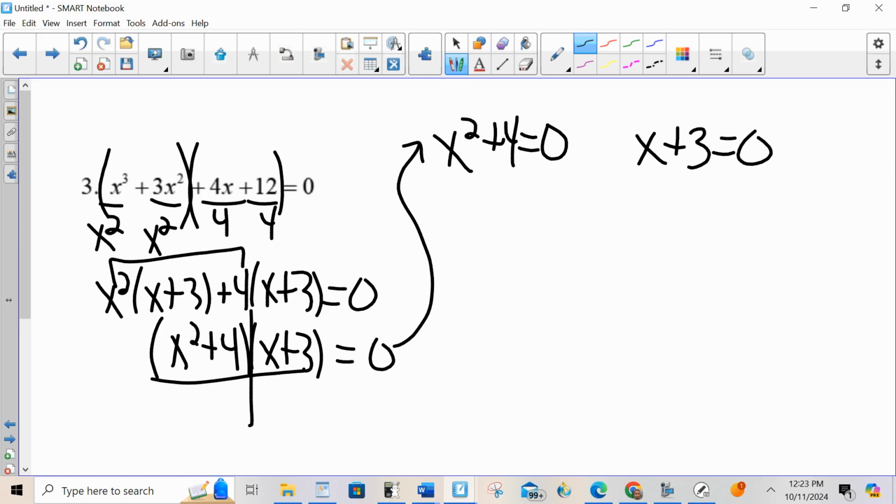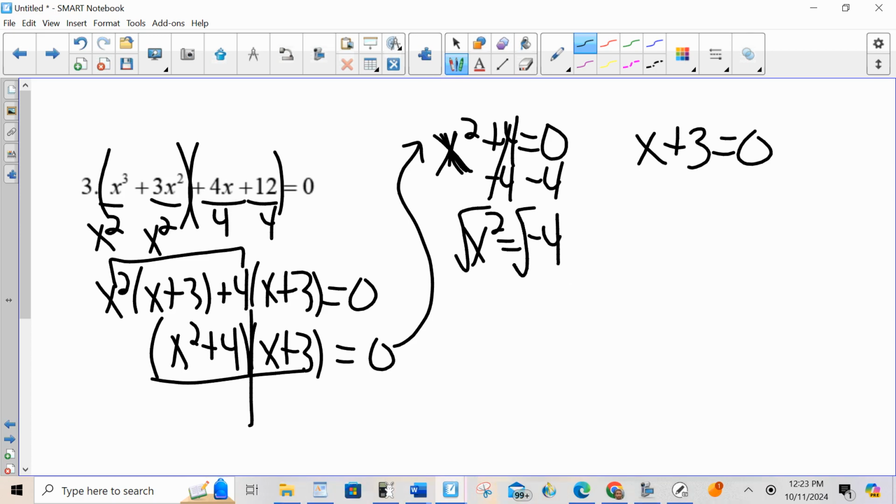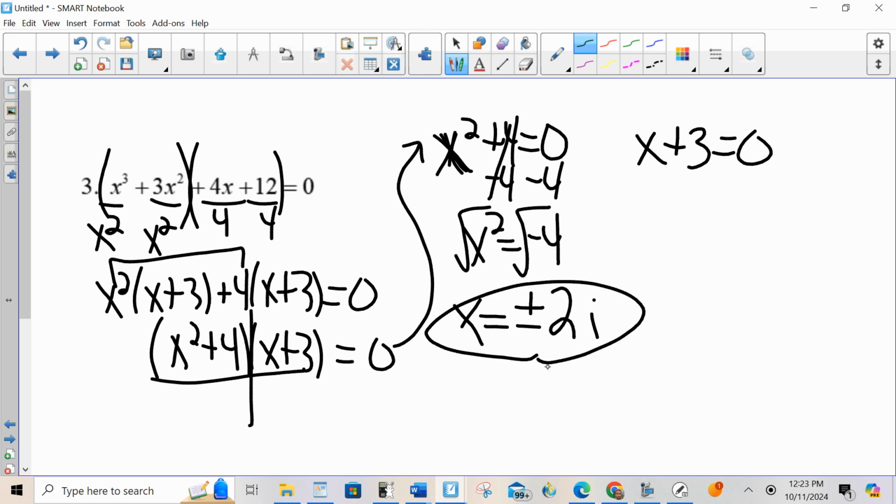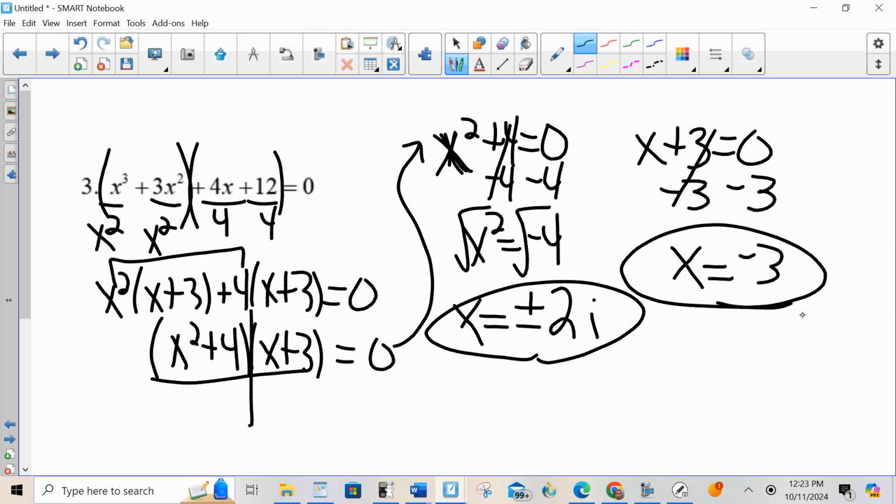And again, for the x squared, it's going to be isolate square root. Minus 4 on both sides, x squared equals -4, square root. When you take the square root, it's plus or minus. Radical -4 is 2i. And I solve this one. There's no squared, so there's no square root to take. And I get -3. By the way, 1 real solution, 2 imaginary solutions, so it's going to hit the x-axis once.